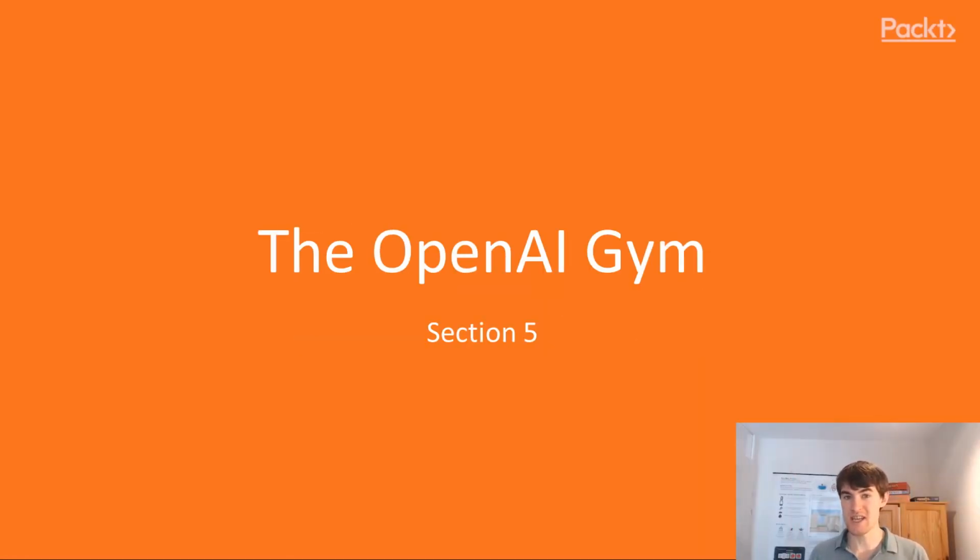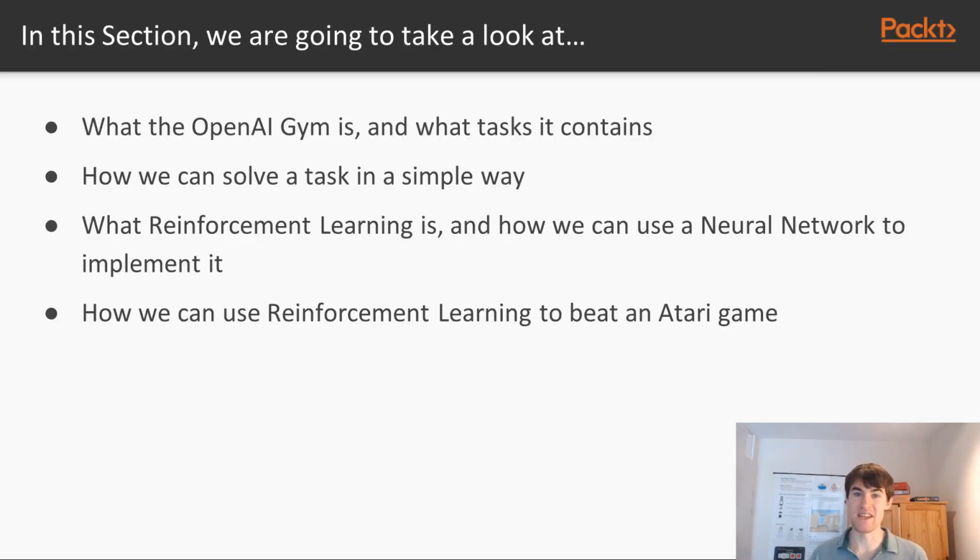Welcome everybody to section 5, our last section of this course, where I'm going to talk about the OpenAI Gym and how we can use reinforcement learning to train your own autonomous agent playing games. In this section, we are first going to take a look at what the OpenAI Gym is and what tasks it contains, and how we can solve a task in a simple way. I'm going to tell you what reinforcement learning is and how we can use a neural network to implement this reinforcement learning, because that's what the course is all about.